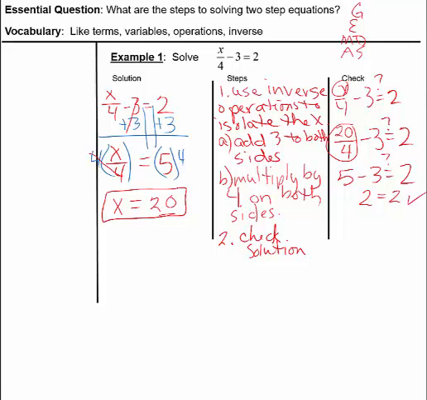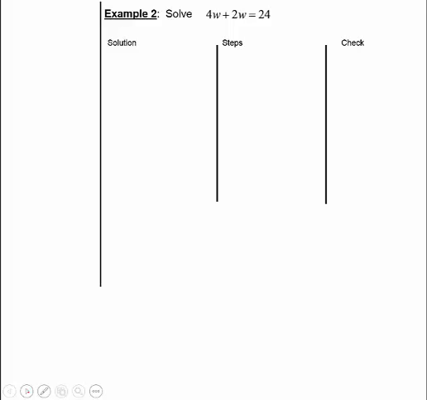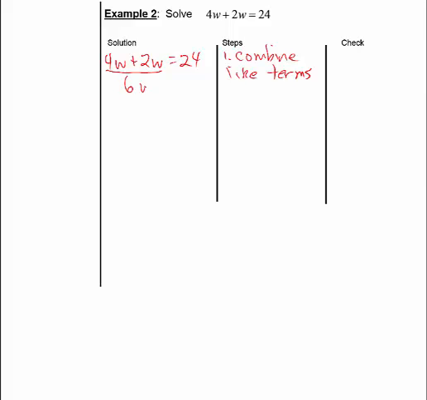Next example. We're going to solve 4w plus 2w equals 24. Since we have multiple w's in the expression, we need to rewrite it so that there's only one w. So to do that, we are going to combine like terms. So we want to combine like terms first. So we have 4w plus 2w equals 24. 4w and the 2w are like terms, so we're going to add those together. 4 plus 2 gives us 6w equal to 24.